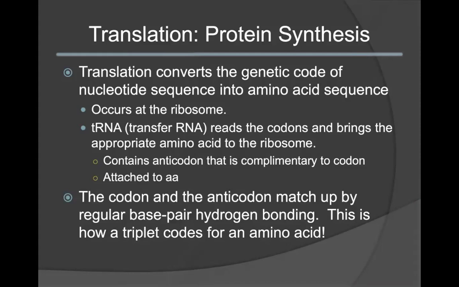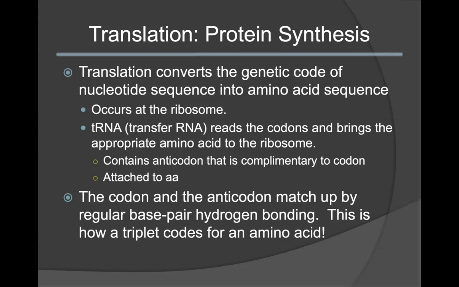Translation is responsible for converting the genetic code which was housed in the DNA and translating it into an amino acid sequence. This occurs at the level of the ribosome. This important process uses the transfer RNA, or tRNA, to read the codons on the mRNA strand. This will help to bring the specific amino acids to the ribosome and to ensure that the correct polypeptide sequence is made. This means the tRNA molecule contains what is termed the anticodon.